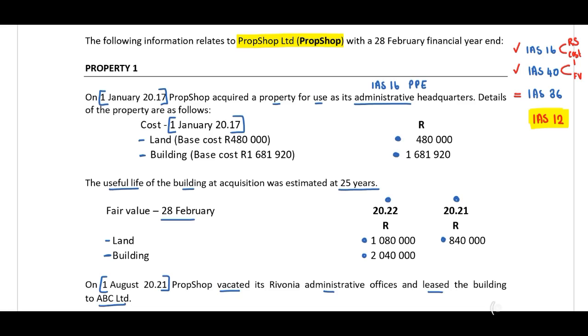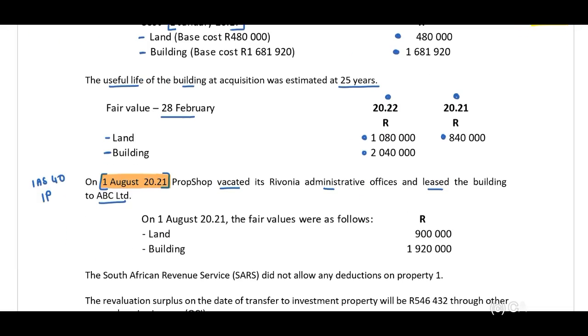Look at this. Now they lease this building. Therefore, we are able to identify IAS 40 investment property. Therefore, this was IAS 16 property, plant and equipment. But from 1 August 2021, they lease this property out. Therefore, on 1 August 2021, the fair values were as follows. Land 900,000, building 1,920,000. Now, why is this important to us?